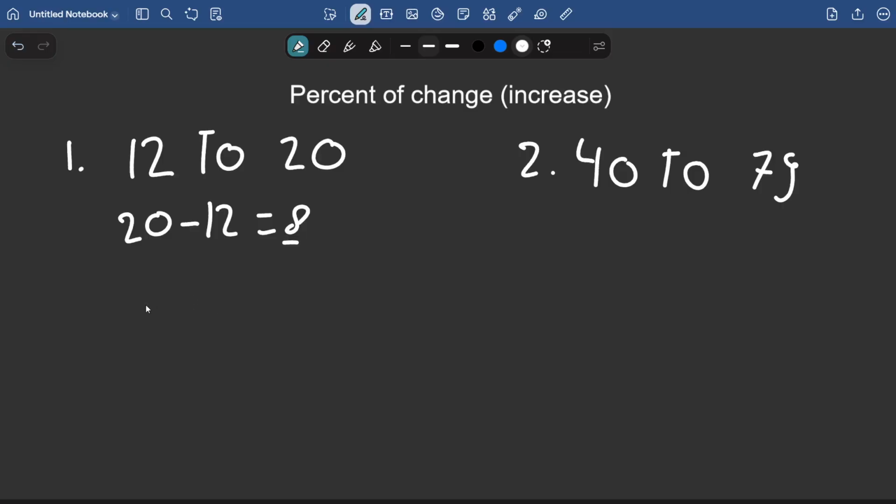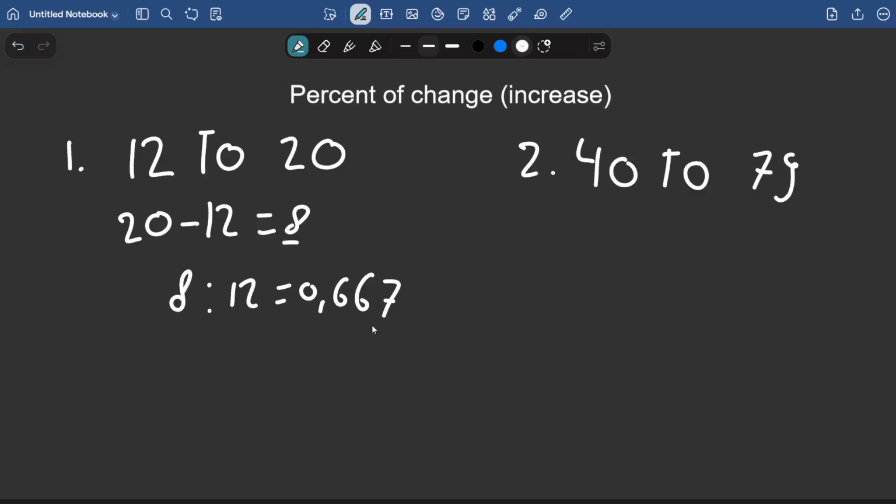Now, to get the percentage, we have a sort of formula. We get the amount of change and divide it by the old number, which is 12, which equals 0.667.